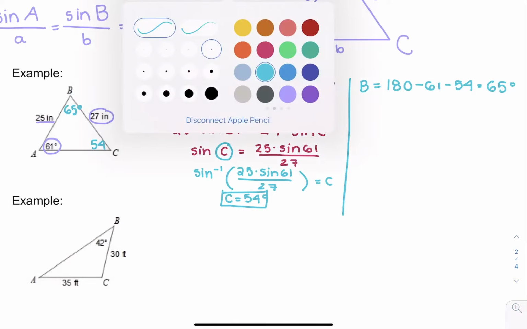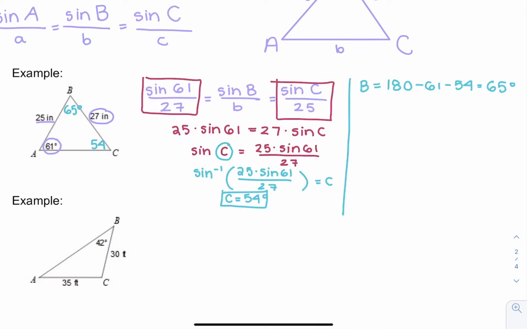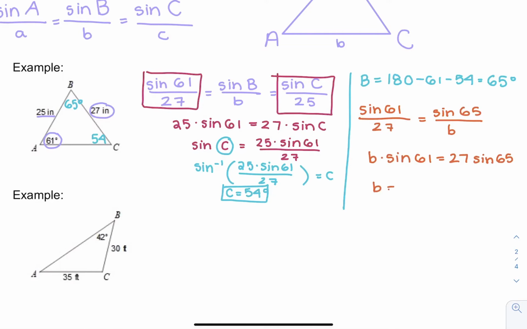And last up, we need to find side B. So let's use our ratio again. So sine of 61 over 27 is equal to sine of angle B, which is 65, over side B. Now let's cross multiply and solve for little b. So B times sine of 61 is equal to 27 times sine of 65. Now solve for B by dividing both sides by sine of 61. So B is equal to 27 sine of 65 divided by sine of 61. Remember, we're working with degrees, so you want to make sure you're in degree mode. If you do this, you find that B is equal to 28 inches.